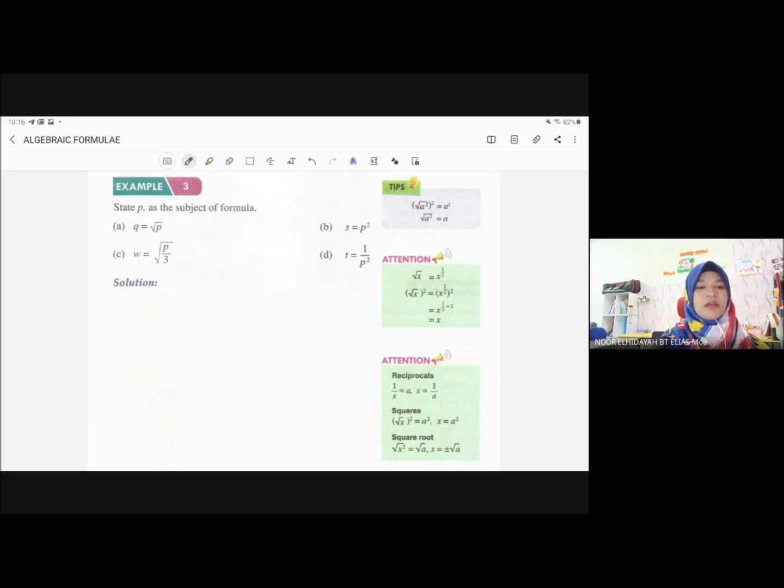Okay, now we look at example 3. Okay. Awak boleh tengoklah dalam textbook dia dah bagi bahagian yang kotak-kotak ni yang ni awak boleh refer. Okay, apa maksud dia. Okay. Alright, cikgu tak akan explain further that one. Okay, dia akan terus fokuskan pada example. Okay. Okay, in example 3, state P as the subject formula. Okay, apa beza dia dengan question example 2 tadi? Okay, bezanya tadi dia tak ada square root and cube root ni.